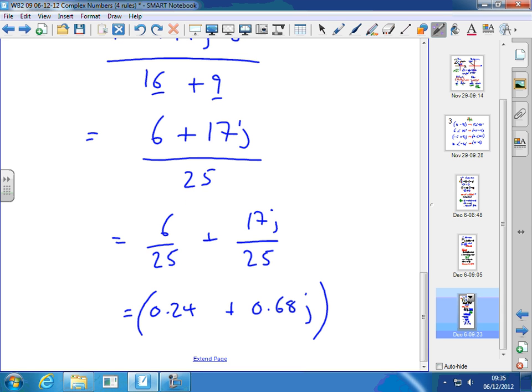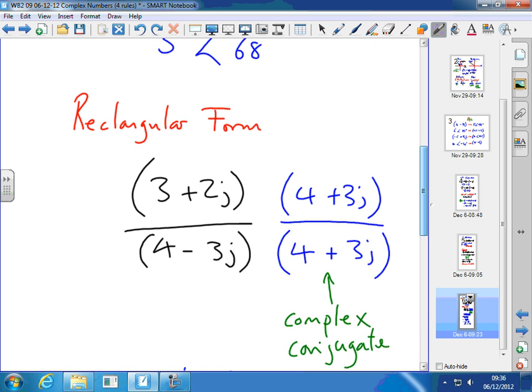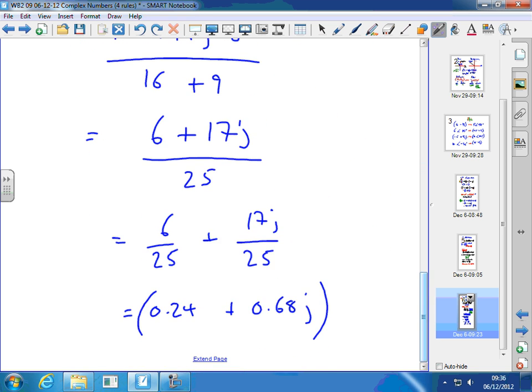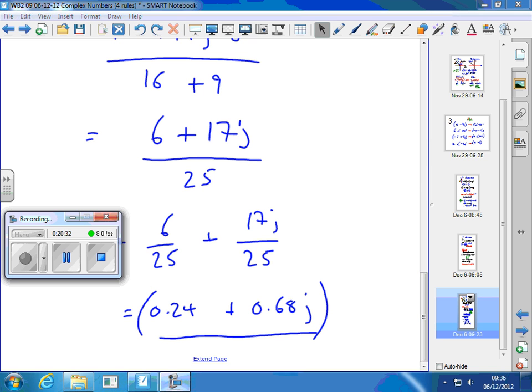Okay, so what we can do now then to check in this form is to convert this to polar. So convert this as a check for me and give you a bit of practice. Convert that to polar, convert that to polar. Do the polar division using the first method we had. Divide the moduli and subtract the angles, and then convert back to rectangular and see if you get this answer. You should do within a bit.